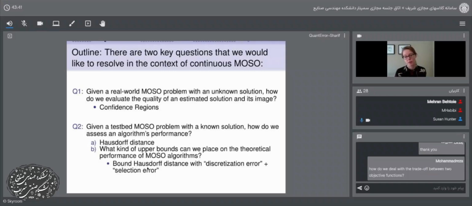And then we're going to be able to bound that Hausdorff distance because it's a metric. We can use the triangle inequality. We'll get a discretization error plus a selection error. And we're going to spend quite a bit of time trying to get the discretization error term in the second half of the talk. So let me pause here again for questions, if there's anything, before we head forward into the meat of the talk.